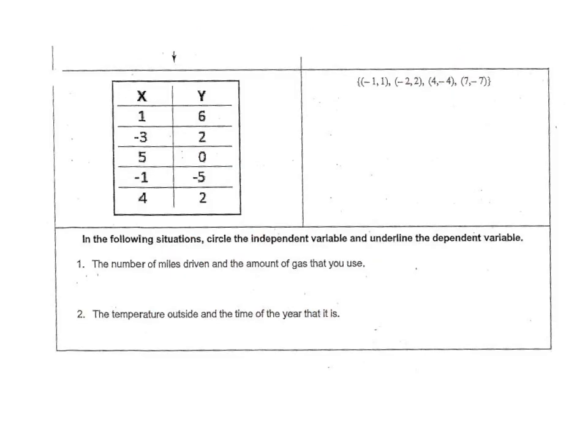So if we look at this table of values here, we can see that we have a 1, a -3, a 5, a -1, and a 4. There are no repeats in that x value, and so therefore this does represent a function. If we look at the next one, we're given ordered pairs. So I look at those x values, -1, -2, 4, 7. No repeats there, so therefore this is a function.